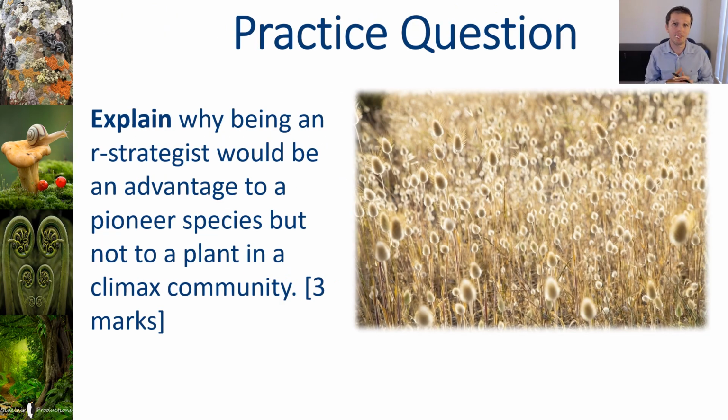So let's just have a go at the practice question just to end. Explain why being an R strategist would be an advantage to a pioneer species, but not to a plant in a climax community. So pause the video to have a go, think through yourself, and I'll go through a bit of an answer now.